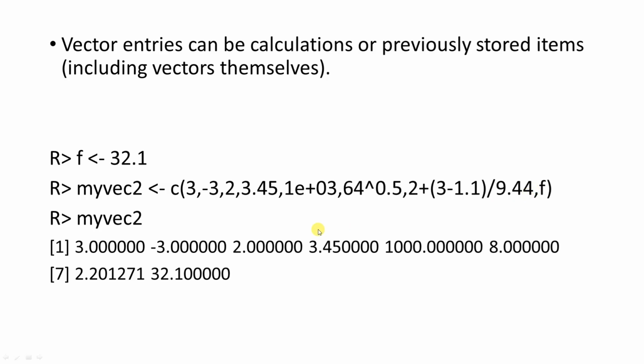If you try to print the value of myvec2, first it will print the first index value, 3.000, because it is a numeric value, so it will print the fractional part also. The second entry of myvec2 is minus 3.0000, the third entry is 2.00000, the fourth entry is 3.450, and the fifth entry is 1 into e power 3, which prints as 1000 point something. The sixth is 8 point something, the seventh entry is 2.20, and the last entry is 32.1, which is the value of f. That is the last entry of myvec2.